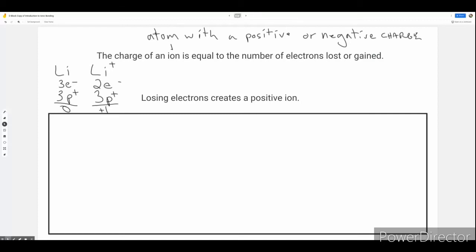In terms of how you can figure out whether you're going to end up with a positive or negative ion, even without knowing how many electrons it might have or how many it might lose.